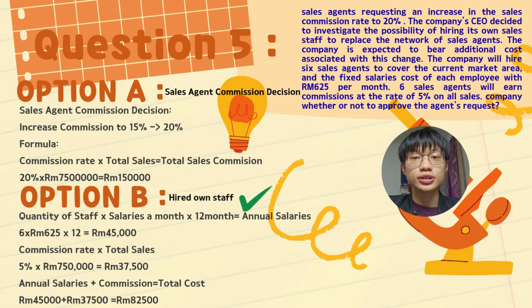Compared to the current commission cost, this option significantly increases the selling expenses and reduces the company's contribution margin and profitability. Therefore, approving the 20% commission request will increase the operating costs and negatively affect net income.